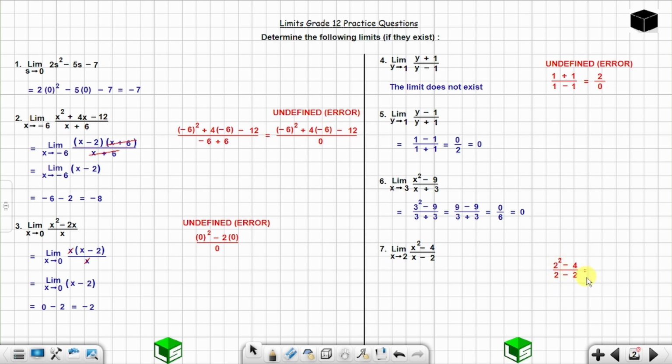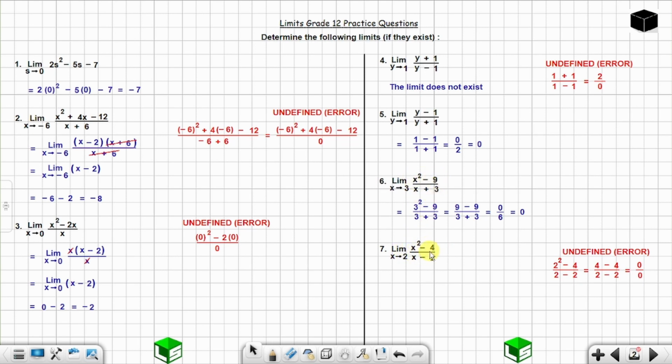So this is equal to 4 minus 4 over 2 minus 2. Okay, 4 minus 4 over 2 minus 2. This is equal to, you are going to have 0 over 0, okay? Division by 0. This is undefined, okay? Undefined. You are going to have an error if you plug this in your calculator. You can factorize this because you've got difference of 2 squares, okay? Difference of 2 squares.